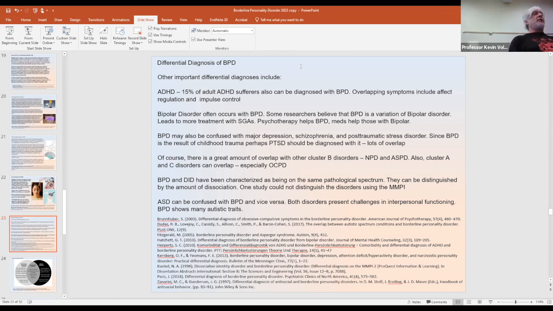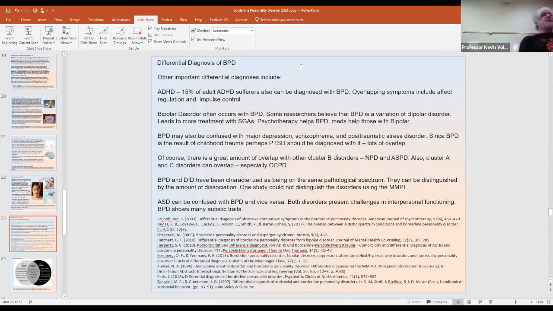This leads to more treatment with second generation antipsychotics, because they're using that with bipolar now. It could also be other bipolar meds, those anticonvulsants I mentioned before. Those are newer things that are being used for bipolar. If psychotherapy helps, then they probably have BPD, and if meds help, probably bipolar. That's a quick rule of thumb, not precise or exact, but something you can think of. BPD may also be confused with major depression, schizophrenia, post-traumatic stress.